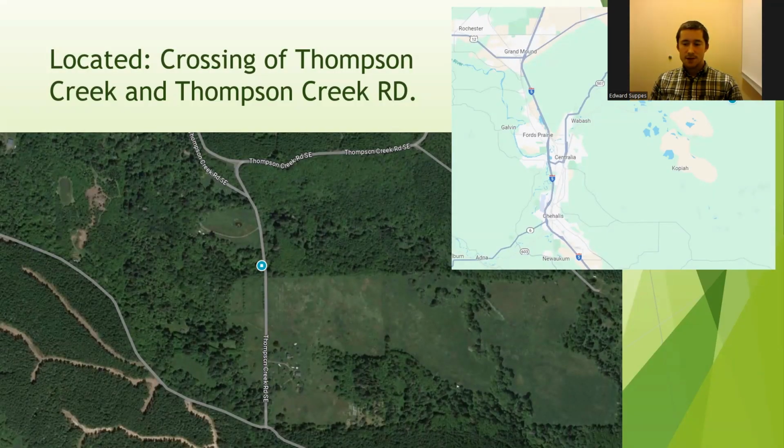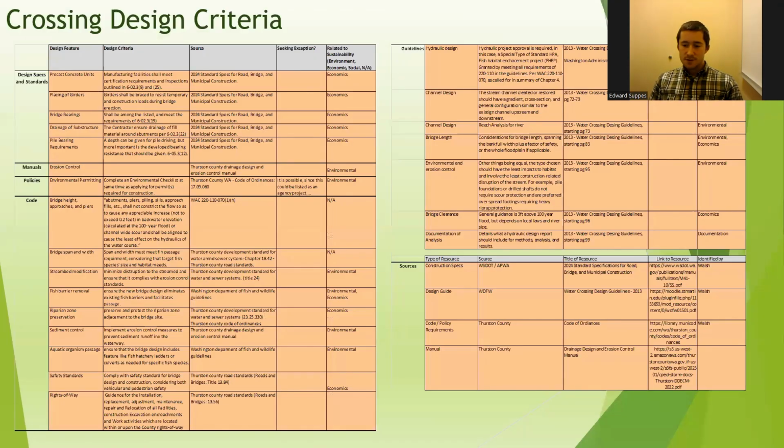This is the map location of the project, mapped with Google Maps. It is located within Tenino, Washington's city limits, to the south, and if you look at the map on the top right, it is to the east of Centralia. Our crossing follows criteria set forth by design specifications, standards, design manuals, government and city policies and guidelines, and design code. The primary sources were Thurston County Public Works and Washington Department of Fish and Wildlife.